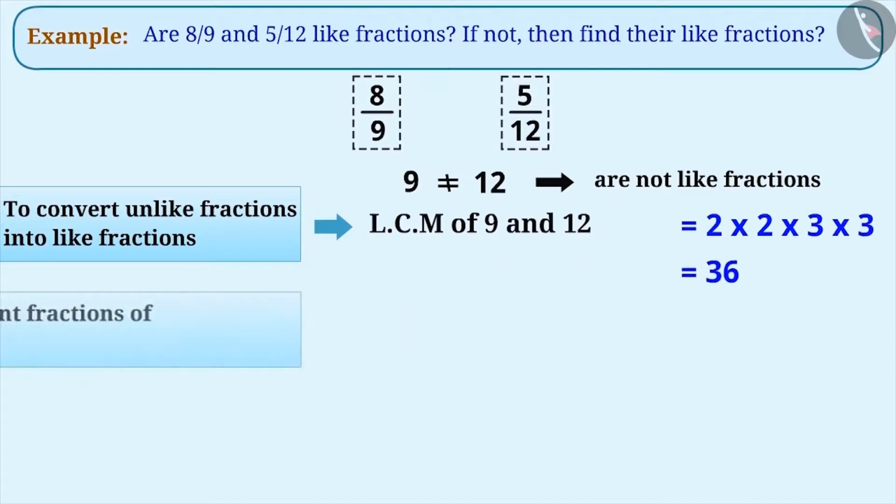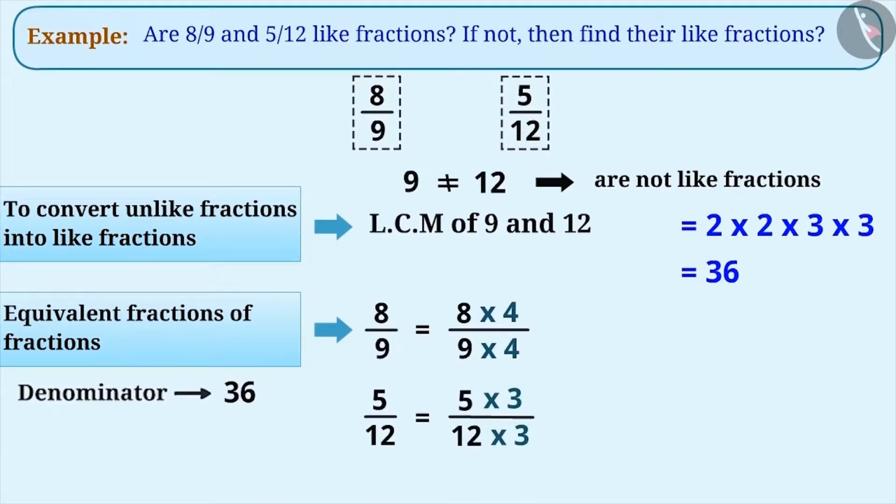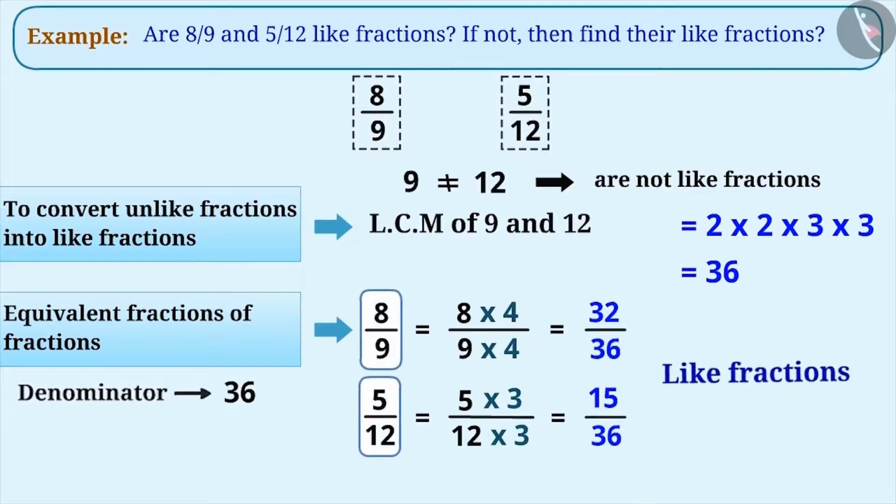After finding the LCM, we find the equivalent fractions for both fractions in which the denominator will be equal to the LCM. For this, we will multiply the numerator and denominator of 8 by 9 by 4 and the numerator and denominator of 5 by 12 by 3. Thus, we will get the equivalent fraction of 8 by 9 as 32 by 36 and the equivalent fraction of 5 by 12 as 15 by 36. Since the denominators of both these fractions are equal, we can say that we have converted 8 by 9 and 5 by 12 into like fractions 32 by 36 and 15 by 36 respectively.